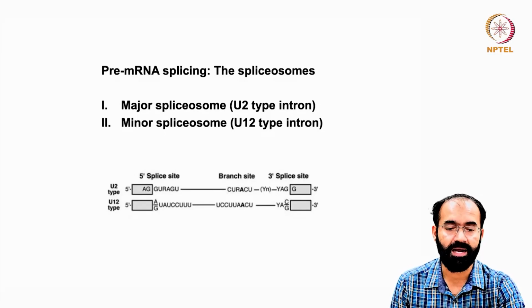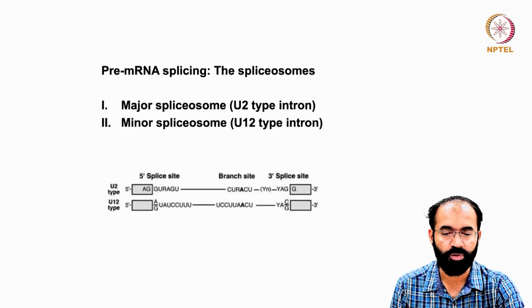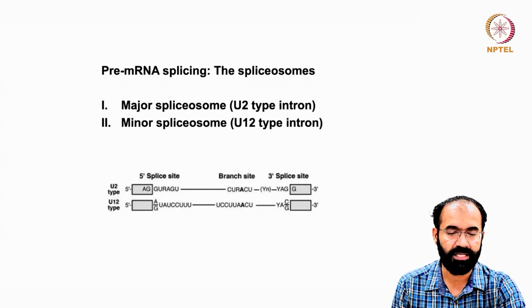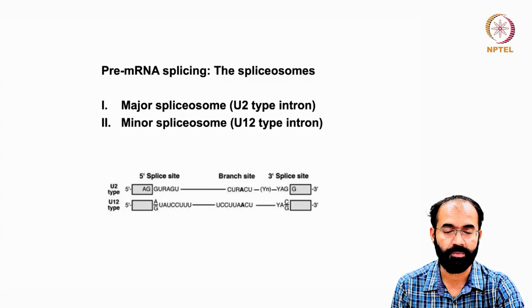So coming back to pre-mRNA splicing, the major spliceosome, which you have seen, uses the U2-type intron, and the minor spliceosome uses the U12, and otherwise they are basically the same. U2 and U12 are the same, except that in the U2 type, which is the major spliceosome, you have the sequence GU, RA, GU at the 5' splice site, the branch point with CU, RA, CU in the branch site, a polypyrimidine tract, and then YAG, and then the second exon.